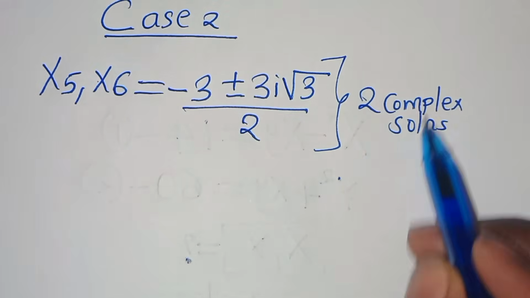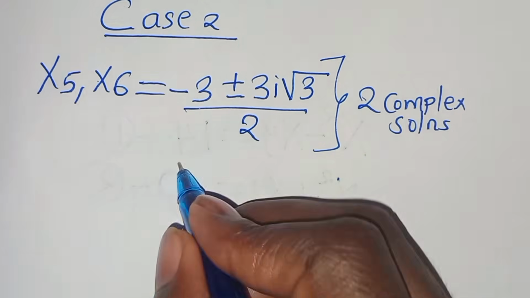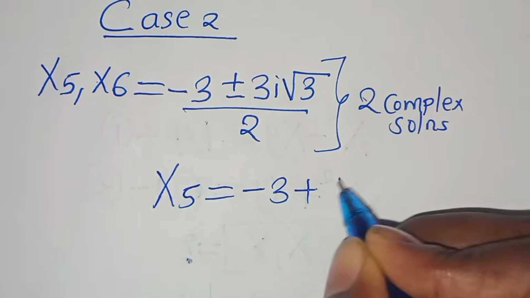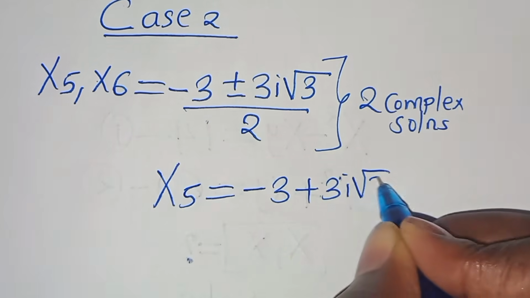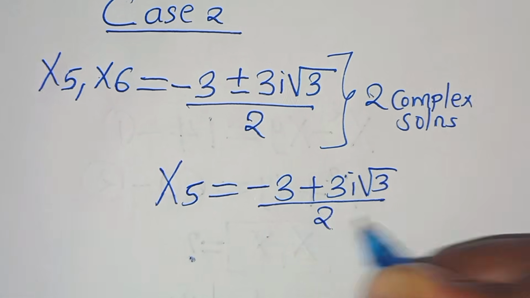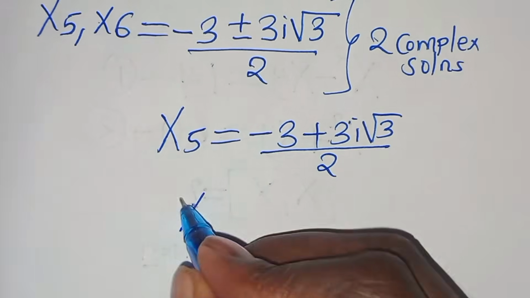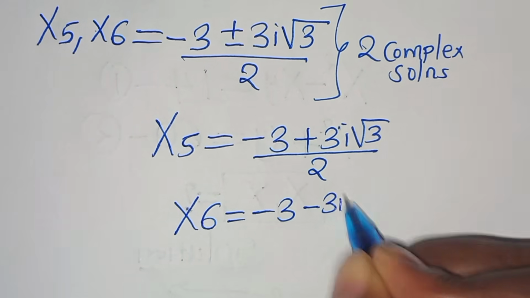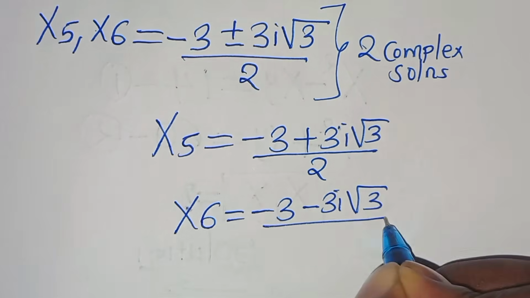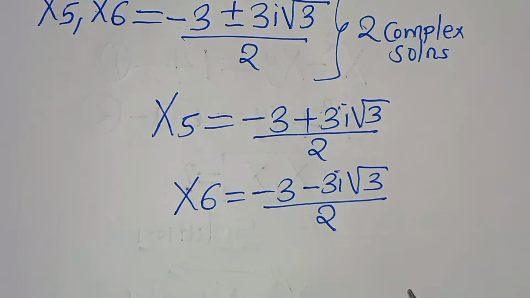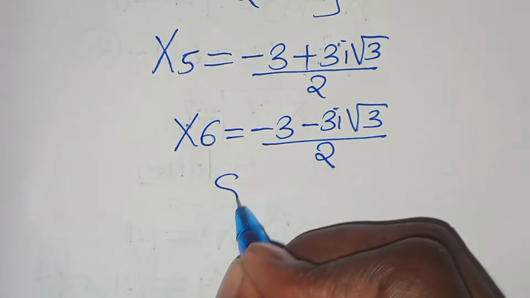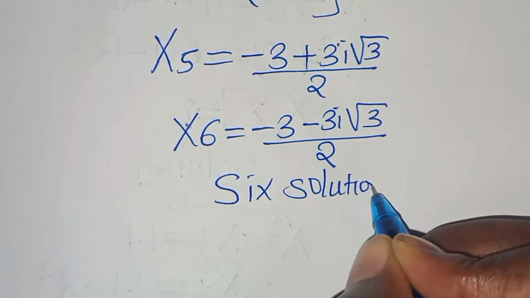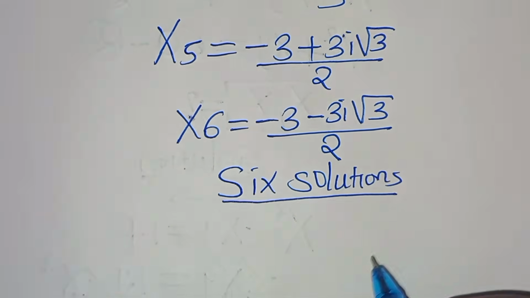Now these are two complex solutions here. We have that x5 is equal to minus 3 plus 3i square root of 3, everything here divided by 2. Then we have x6, this is equal to minus 3 minus 3i square root of 3, everything here divided by 2. And this means we have 6 solutions here for this exponential equation.